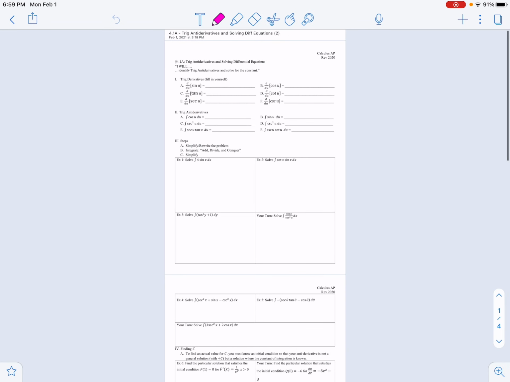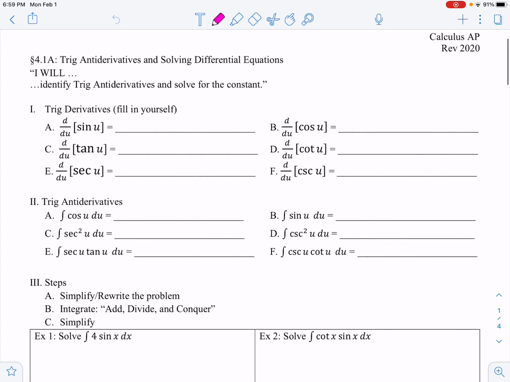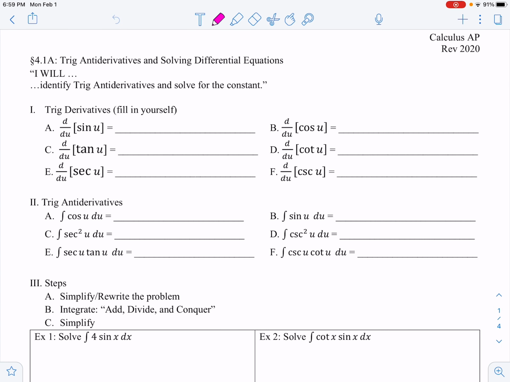I have to do trig. Okay, up at the top, these are just asking you to find the derivatives, which is a good practice. We haven't done that in a while. The derivative of sine is cosine. The derivative of tangent is secant squared. The derivative of the secant is secant times tangent.